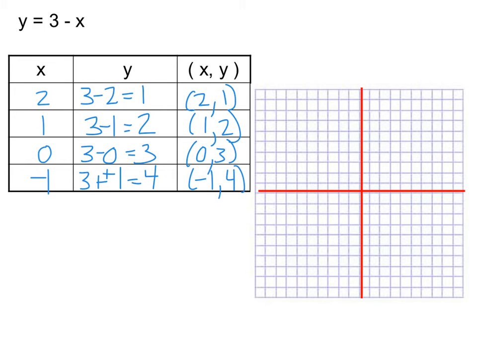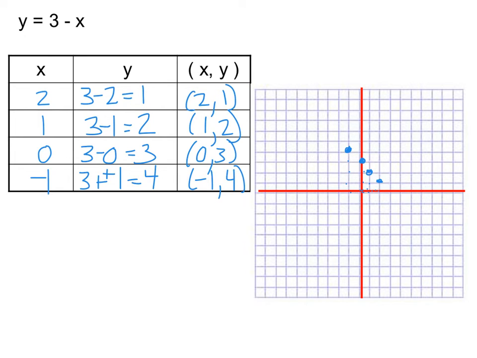Now we're ready to go and graph. So starting at the origin, the first ordered pair is 2, 1. I'll put a dot there. The second ordered pair is 1, 2. So over 1 and up 2. The next ordered pair is 0, 3. So 0 means I stay on the y-axis, and then I count up 1, 2, 3, and put a dot. And the last one is negative 1, 4. So I go left and up 1, 2, 3, 4.